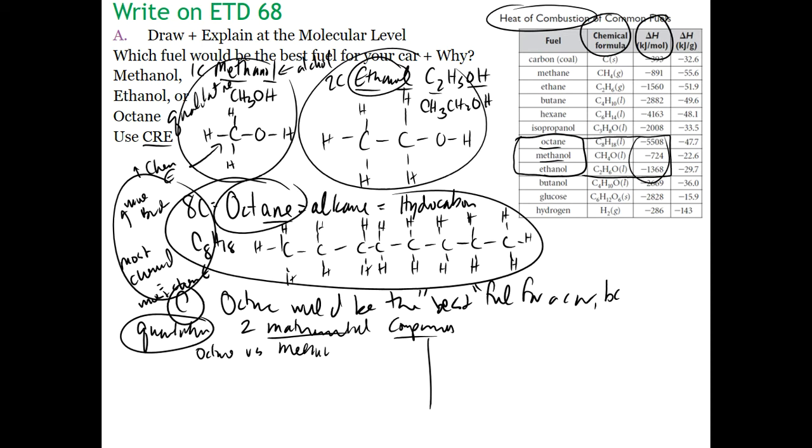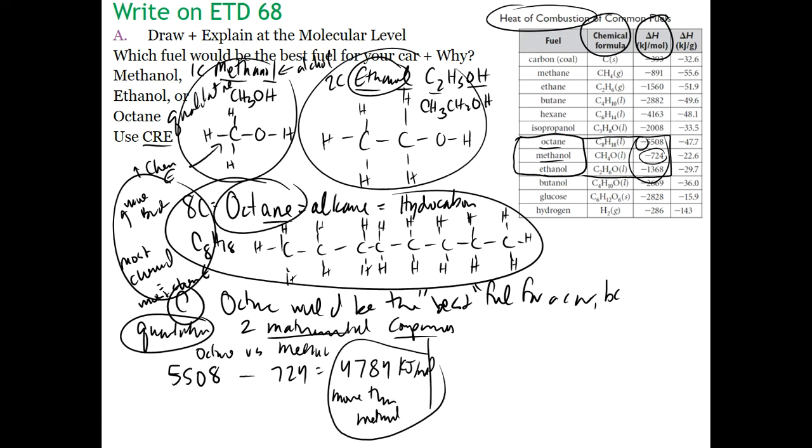Now, octane, you can see, comes out at a whopping negative 5,508. We'll just ignore the negative. That just means that it's exothermic. It's coming out, right? And if I take the difference, that's the difference between that and, say, methanol. Methanol comes out at 724. If I look at the difference between those two, it's a whopping 4,784 kilojoules per mole more than methanol. So octane's got a whole lot of juice compared to methanol because it's got more bonds.